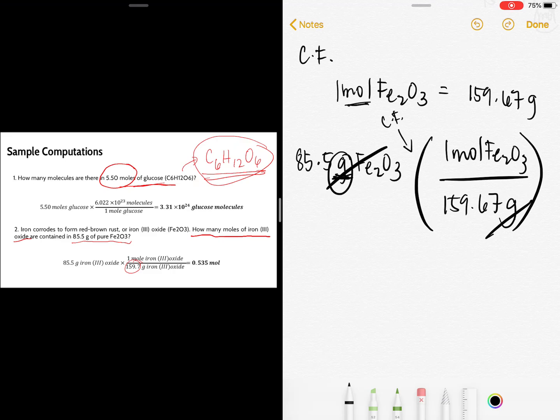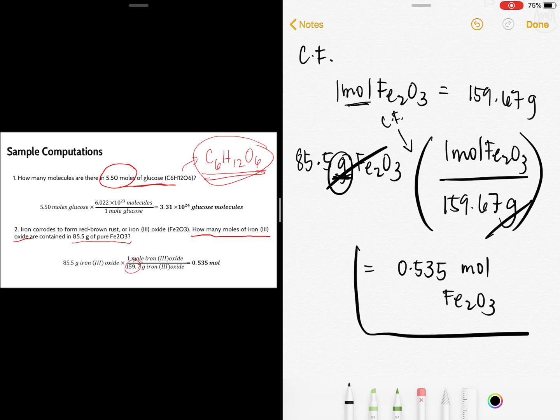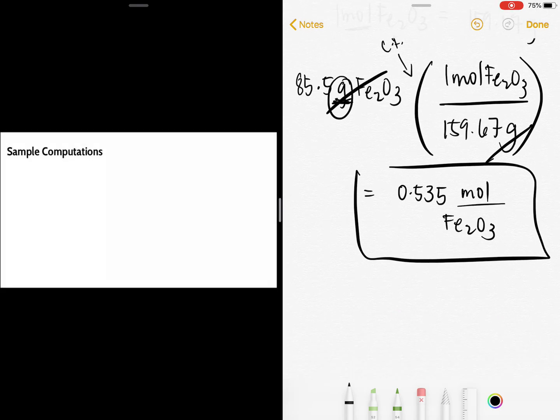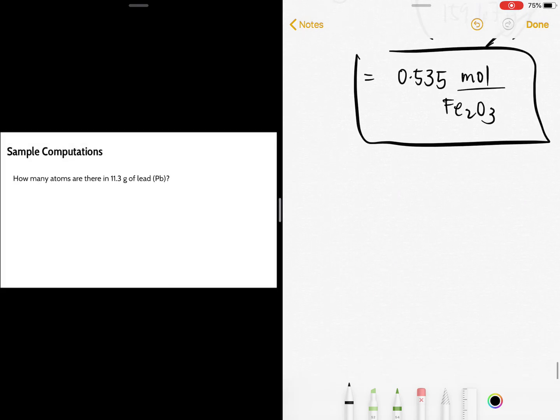85.5 times 1 divided by 159.67. So, the answer is 0.535 mole. Mole of what? Mole of ferric oxide. So, hinahanapan ka ng mole. Ito na siya. Nakuha mo na yung unit. Madali lang siya, class, no? Ang kailangan lang dito is practice din talaga.